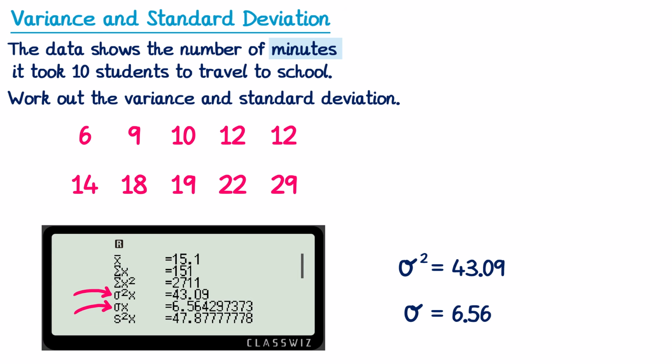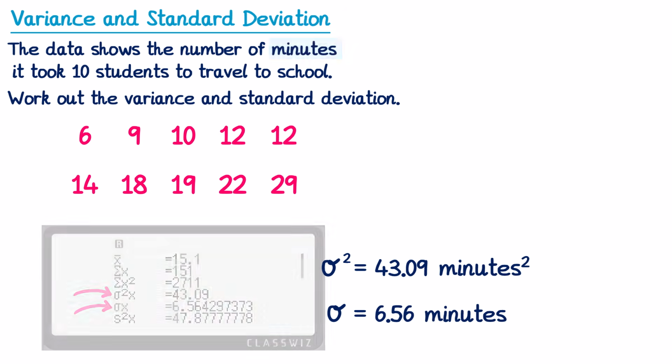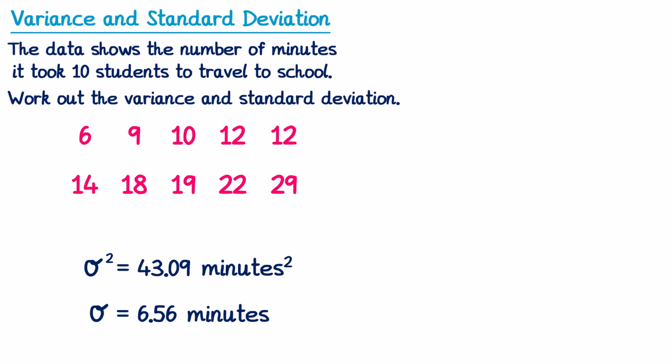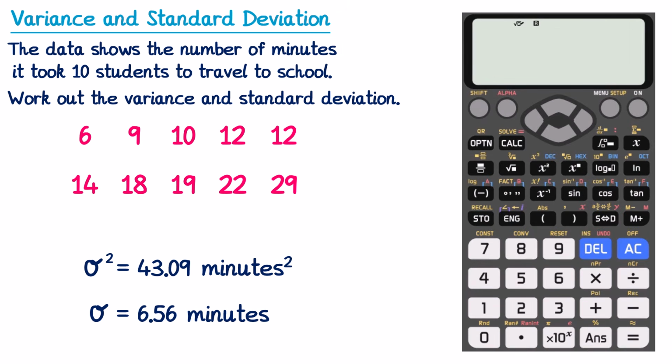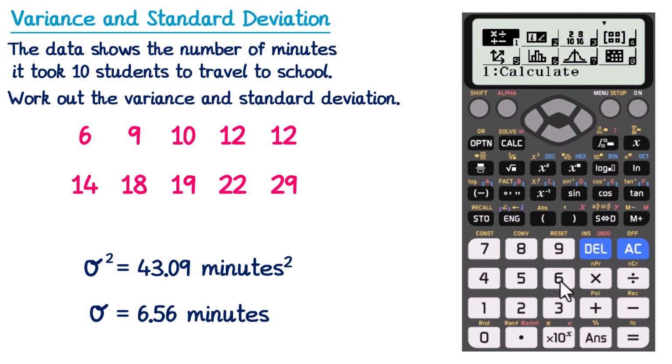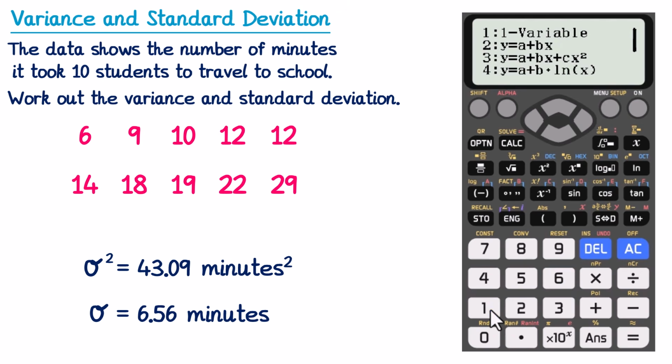Remember, the standard deviation will share the units of the original data, so the standard deviation will be in minutes, but the variance will be in minutes squared. I'll just show you quickly how we do this on the older style calculator, just in case you're using one of those too. So to do this, we press menu setup, and then we go 6 for statistics mode, and one variable. Then we type in the data just like we did before, so enter all 10 of the data values, and slightly differently we press option over here, and number 3, and we end up with the same information here.